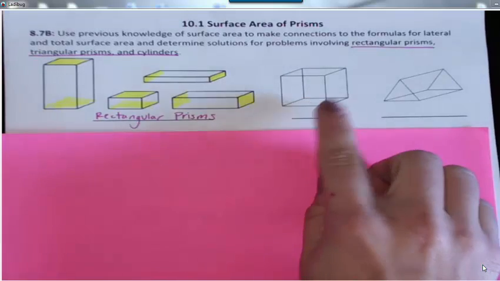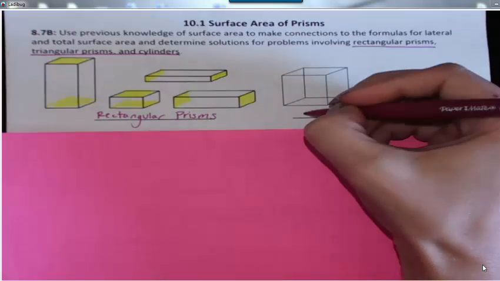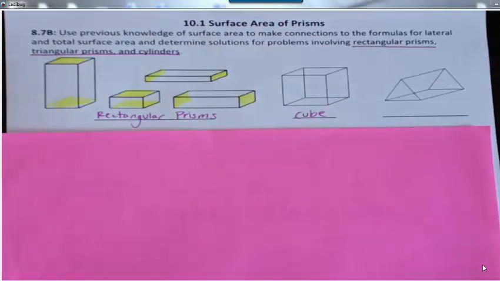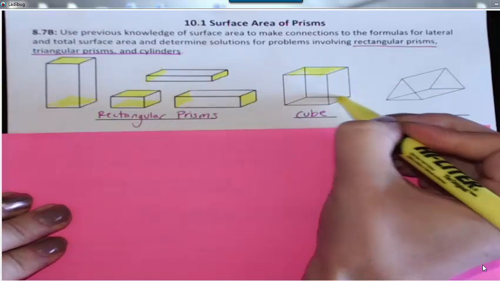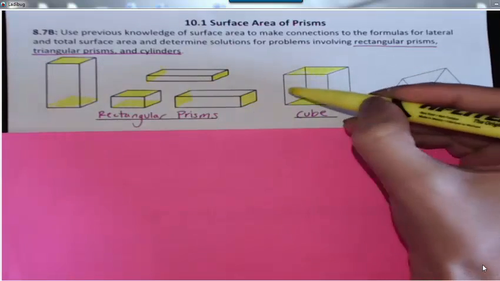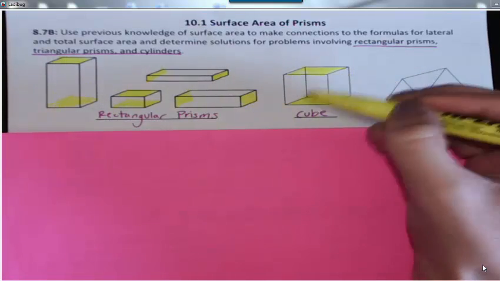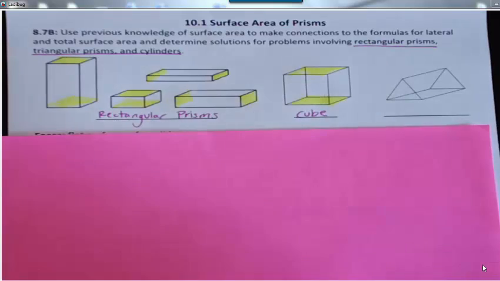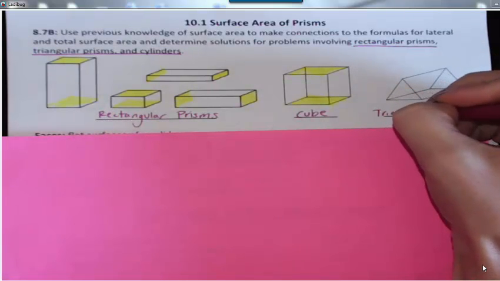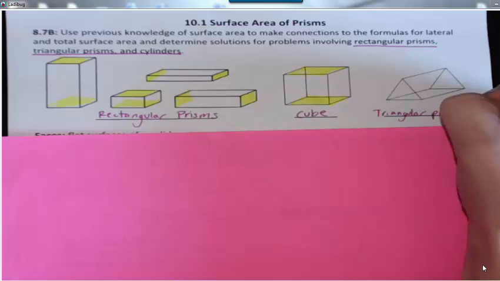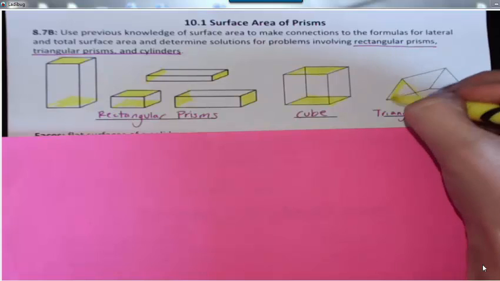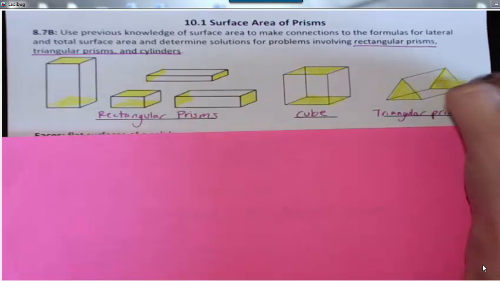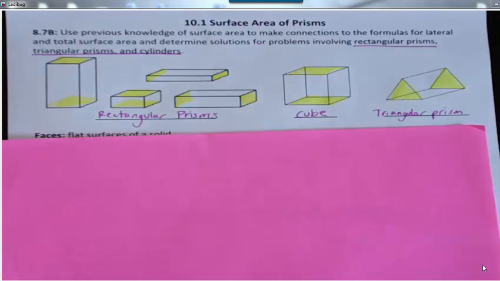Okay, if I look at this next object, this object is called a cube. Now we all know that a cube has all of the same sides. So the base here for a cube is going to be a square. Now remember, I can pick any two sides that are parallel because they're going to be the same shape. Every single side is the same exact shape. And then this last prism is called a triangular prism, because the two bases are in the shape of a triangle. So we get these names pretty much from the shape of its base.